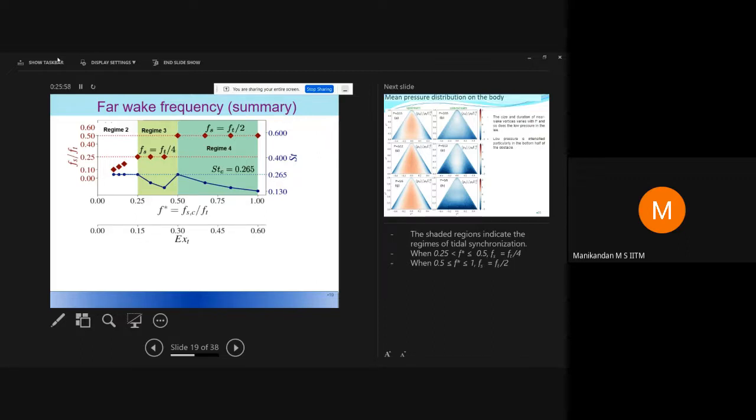What's another interesting thing is that the tide is going actually faster than the vortex shedding frequency. But the vortex shedding frequency locks on to a subharmonic. So you have a fast tide which is actually slowing down the vortex shedding.